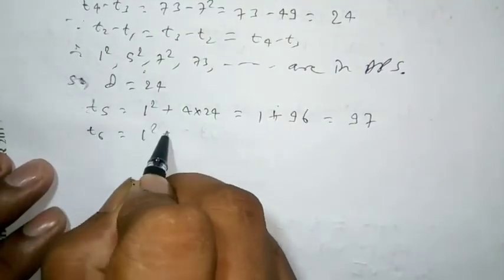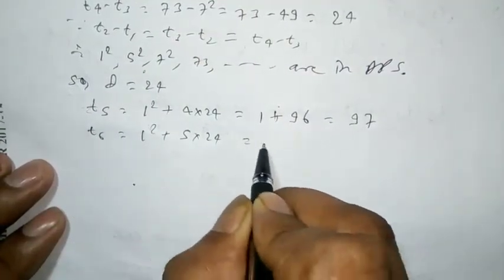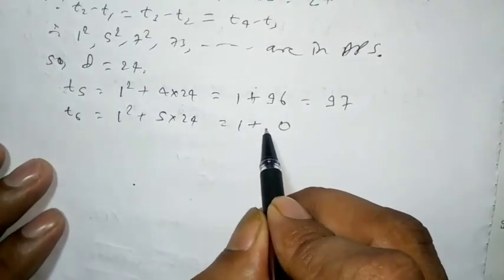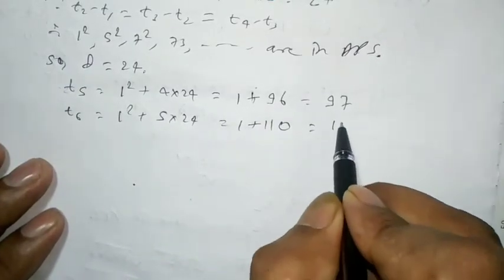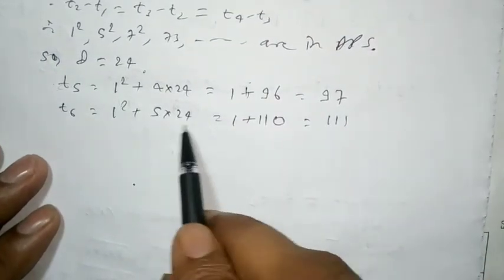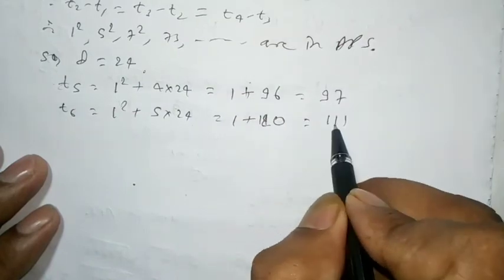T6 is equal to 1 square plus 5 into 24 is equal to 1 plus 5 4 20, 5 2 10 on 1 11 is equal to 100. 5 4 20, 5 10 11 12, 121.